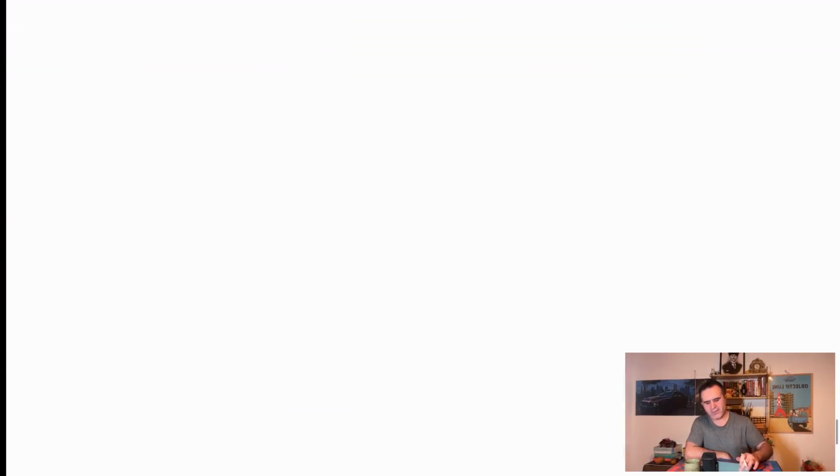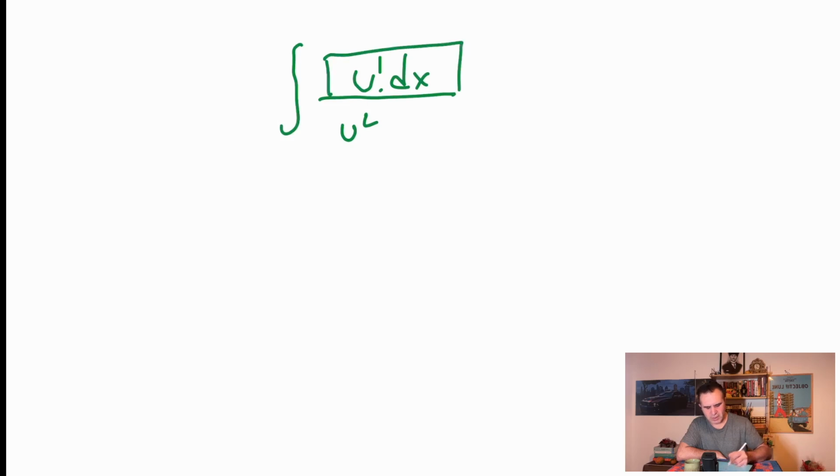If we have a function u, and if its derivative is multiplied by dx, we use substitution. The function u is actually important, but it may be u square, u cube, square root of u, or 1 over u, etc. What is important here is that its derivative should be multiplied by dx.